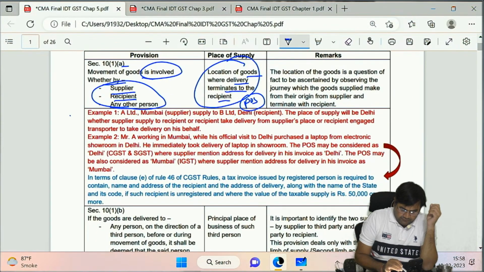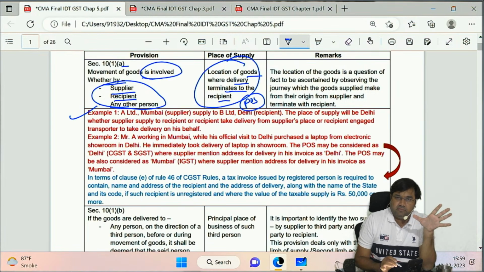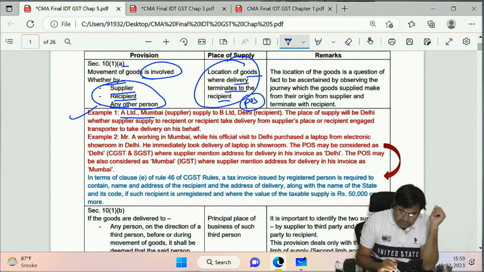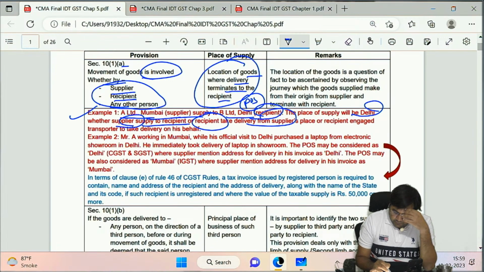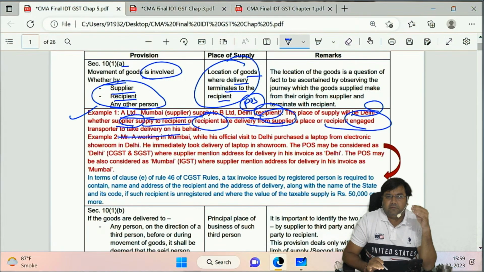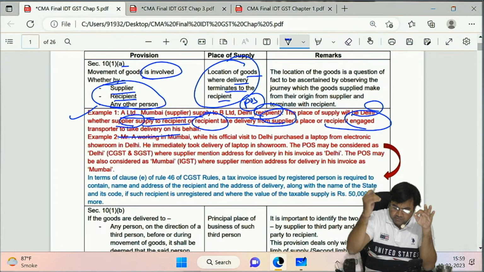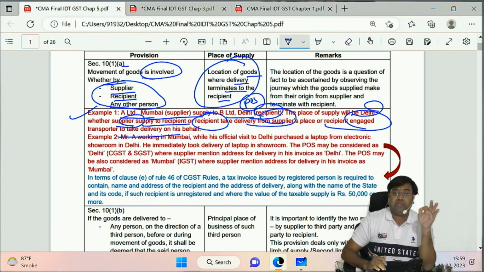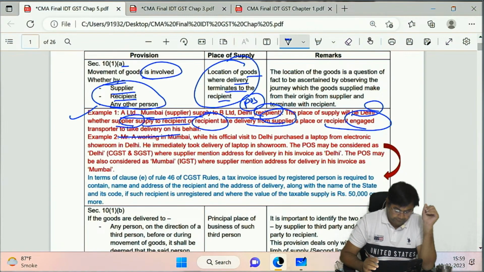So, example 1. There are sufficient examples given in the book to explain the provision, so you won't have any confusion. Example 1: A Limited, Mumbai supplier, supplies to B Limited, Delhi recipient. The place of supply will be Delhi, whether the supplier supplies to the recipient, or the recipient takes delivery from the supplier's place, or the recipient engages a transporter to take the supply. Whatever may be the mode, the main thing is that the goods are delivered in Delhi. So the place of supply is going to be Delhi.